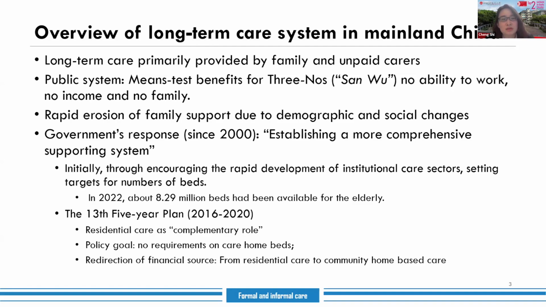The government also noticed that. So since 2000, the Chinese government started to take some actions and measures to respond to these issues. They proposed that we should establish a more comprehensive supporting system. Initially, the government put more resources to encourage the rapid development of institutional care. So they set some policy targets and goals to increase the number of residential care beds. In 2022, in mainland China, there are already around 8.29 million beds available for older adults.